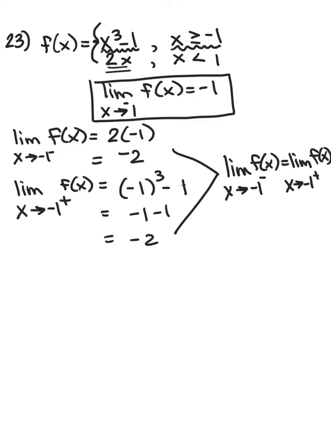Now, do you see what I just did wrong? The answer isn't -1. Look, the value is -2. The value is -2. So I must have just mixed up my number I'm approaching. So this answer should be -2 because that is the value they both approach. Okay, moving right along, let's do problem number 25.